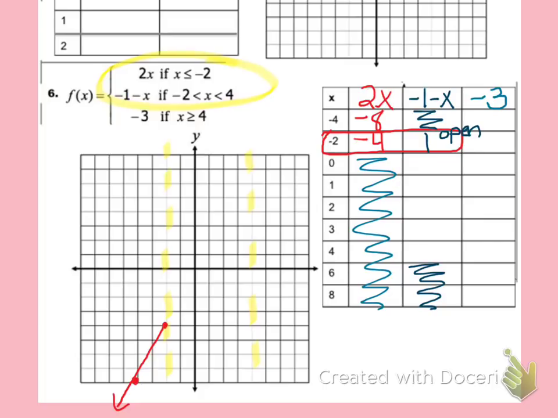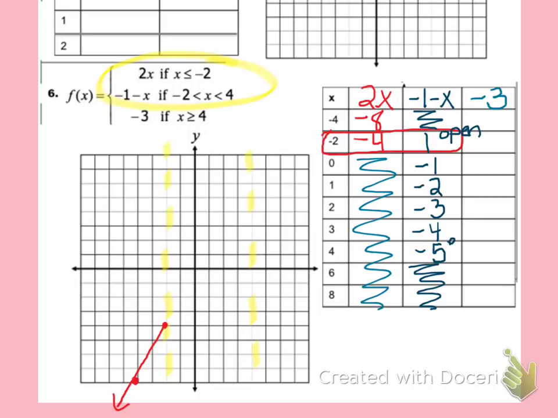Substituting in a 0 for x would give me -1. Substituting in 1 for x would give me -1 minus 1, that's -2. Substituting in 2 would give me -3. Plugging 3 in would give me -4, and 4 in would give me -5.